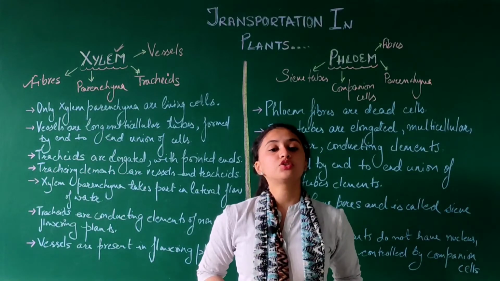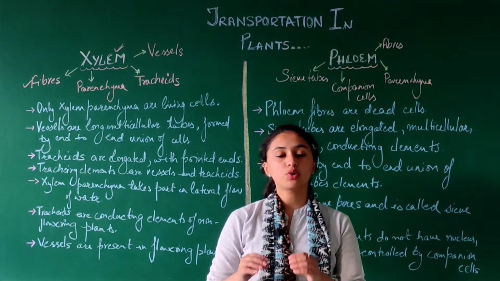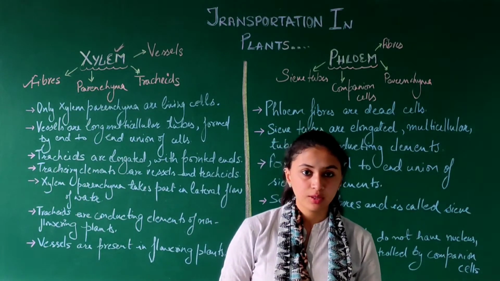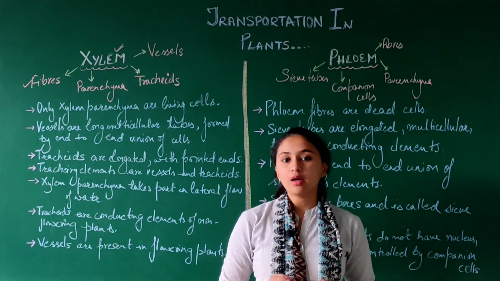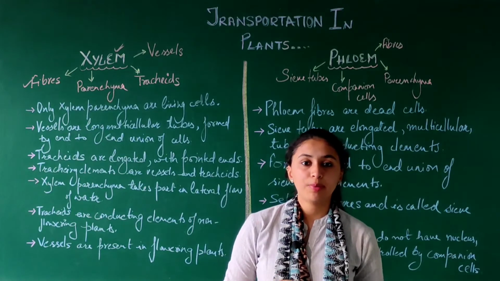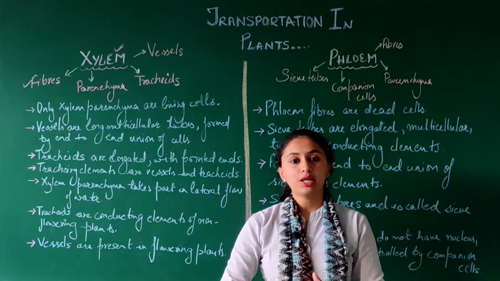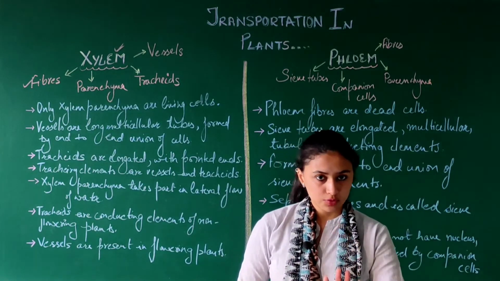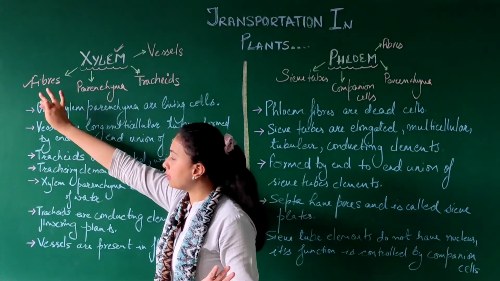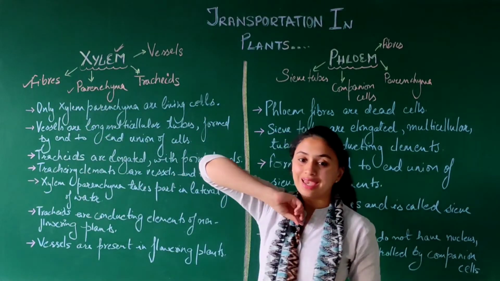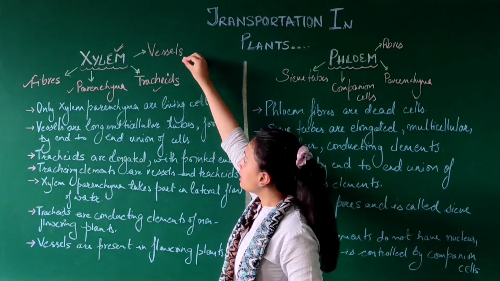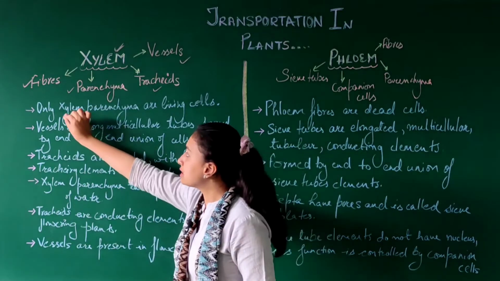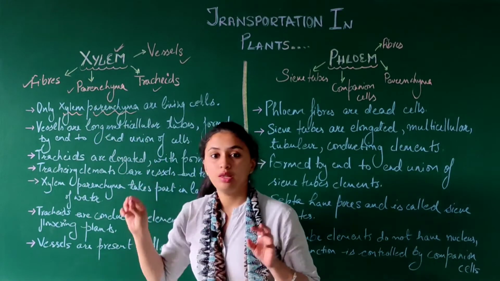So now let's talk about these conducting tubes or conducting system of the plant. Xylem and phloem both are complex tissues, and tissues are formed by grouping of cells. So first we will take up xylem. Xylem being a tissue is formed by 4 different types of cells. These are fibers, xylem parenchyma, tracheids and vessels. Out of these 4 cells, only xylem parenchyma are living cells.